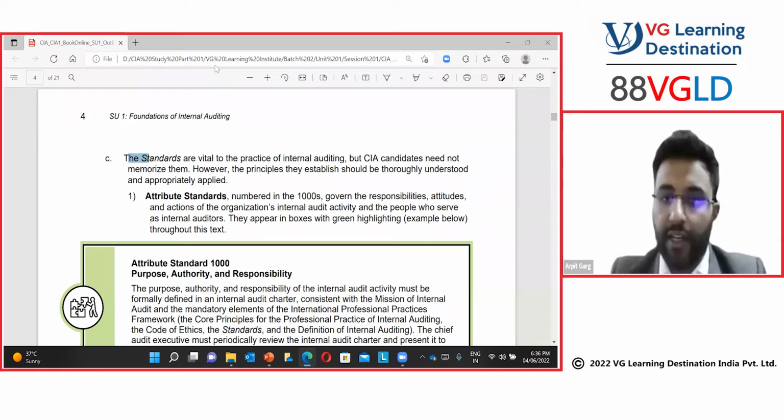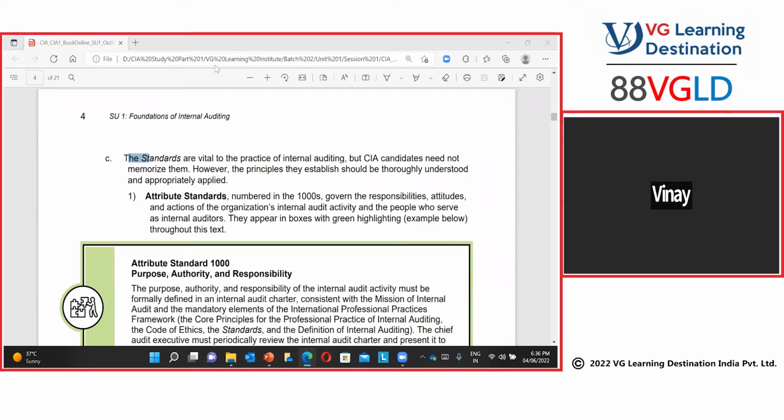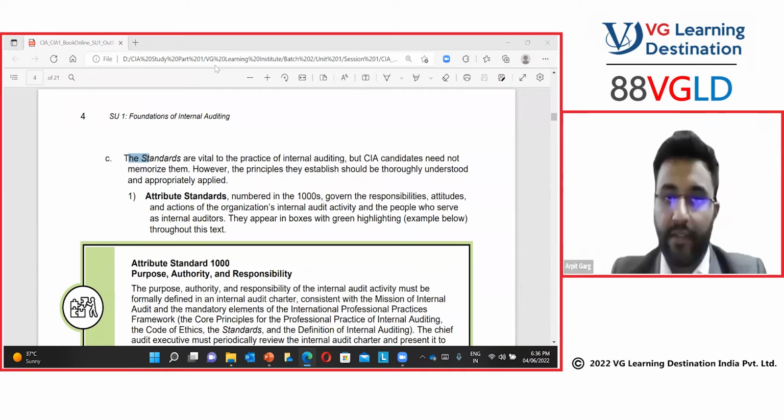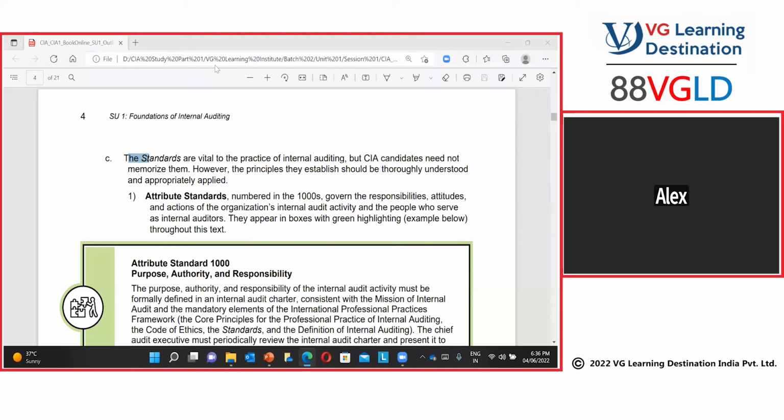I'll take a quick pause here. Are you all clear so far on what we have studied? Are you clear on the core principles? Are you clear on the definition? Are you clear broadly on what IPPF is all about? Yes or no? Yes. Am I going too fast? Is it going fine? The speed is fine. Anyone, folks, are you all able to understand what we have covered? Yes, sir. Okay.